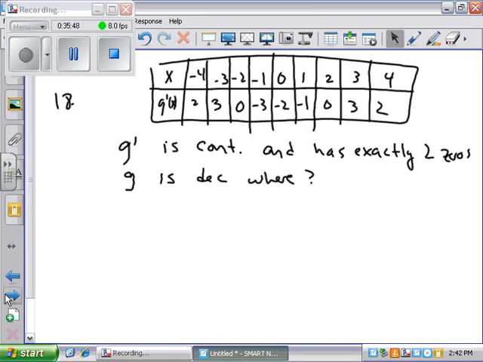All right, so they give you all these points and say there's exactly 2 zeros right here and here. So in other words, you don't have to worry about it doing something crazy and hitting 0 anywhere in between. You see that the y values on this go from 2 to 3 to 0, -3. And it's continuous, so it's not jumping over anybody. And they want to know, where is g decreasing?